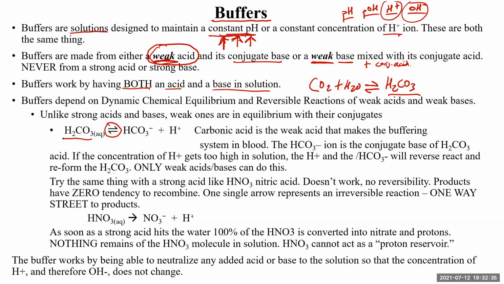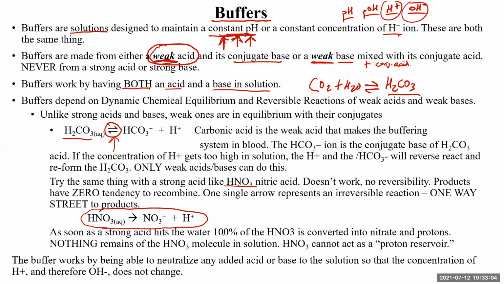If you try to make a buffer out of a strong acid like hydrochloric acid or nitric acid or sulfuric acid, it will not work. There's no reversibility. So taking nitric acid as an example, unlike these equilibrium arrows used here, for a strong acid or a strong base, I'm going to concentrate on acids only because they're a little bit easier to visualize because they're losing a proton. But everything I'm saying applies equally to bases.